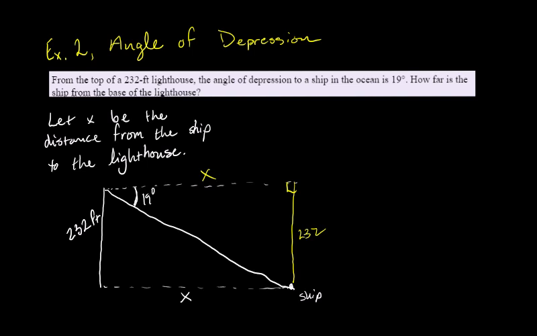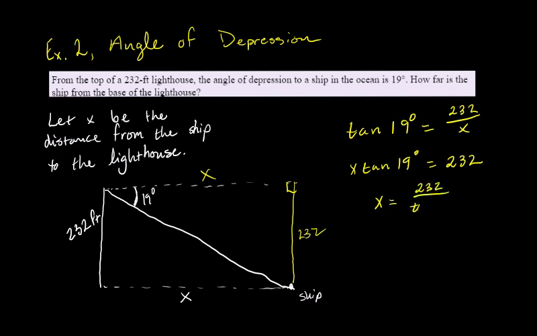And so I'm going to use tangent again, tangent of 19 degrees. But remember, it's opposite, so 232 over x. Then we're going to multiply by x, so x times the tangent of 19 degrees equals 232. And then I'm going to divide by tangent of 19, so x would equal 232 over tangent of 19 degrees. And once again, just make sure your calculator is in degrees, and you're going to be okay.